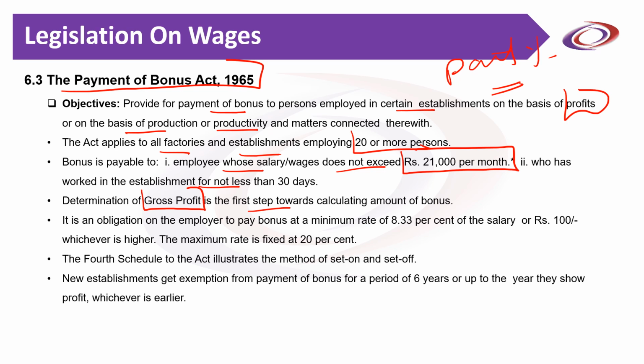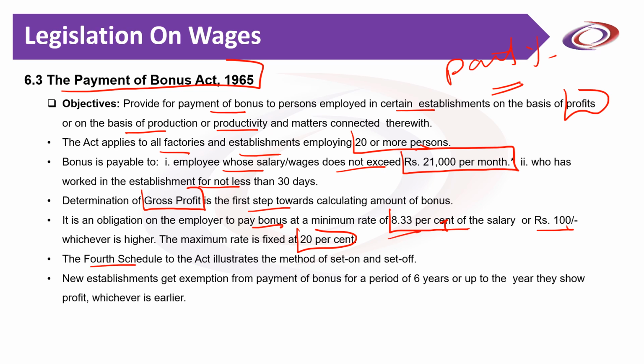It is an obligation on the employer to pay the bonus at a minimum rate of 8.33% of the salary or rupees 100, whichever is higher, and the maximum rate is fixed at 20%. So the range is from 8 to 20%.